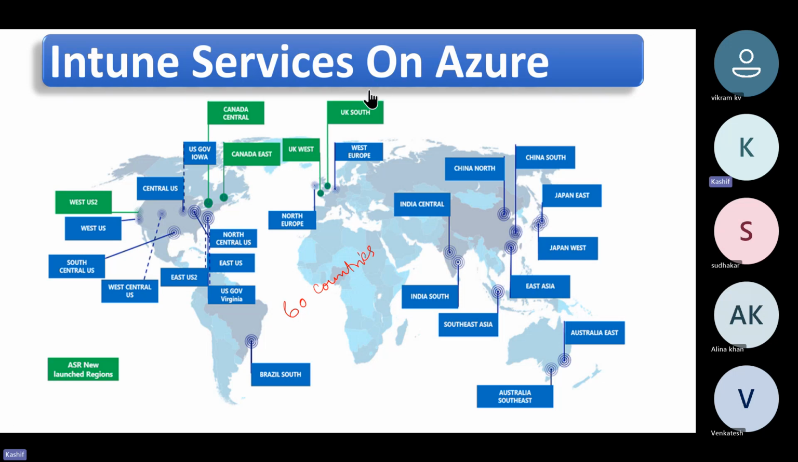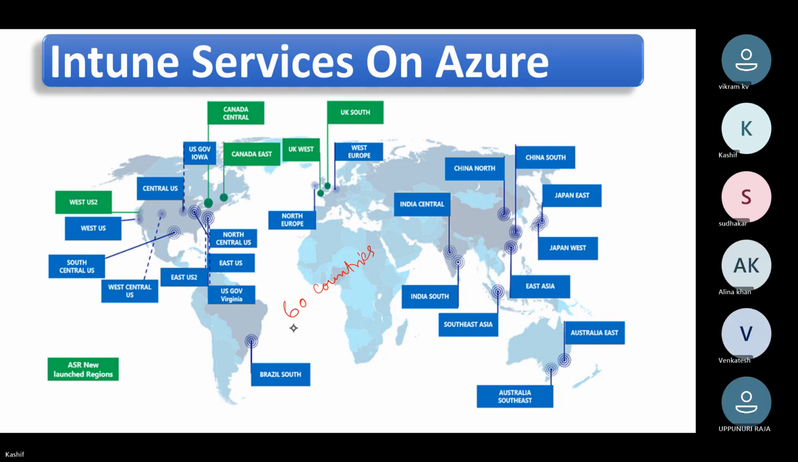Azure data center is almost there in around 60 countries now, okay. Wherever you go, you will find Azure data center almost everywhere. So in Americas, then in European countries, then in Asia Pacific, then in Australia, India, Indonesia, China, almost everywhere you will find Azure data center. Azure data center is a public data center. And Intune services is running on Azure data center.